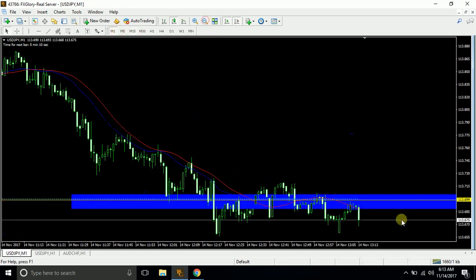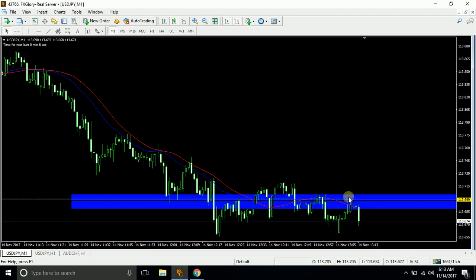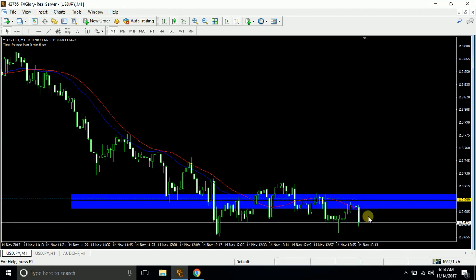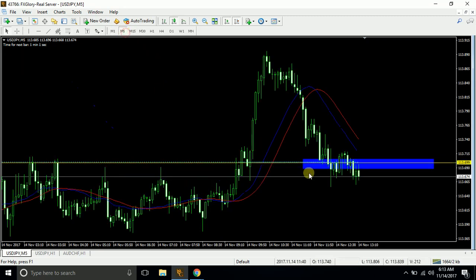Notice that point I just marked off here, this level of resistance, we're getting a good push down. Everybody see that? Good push.